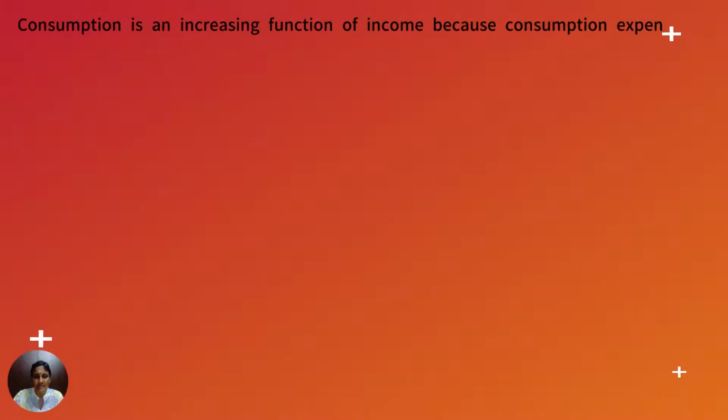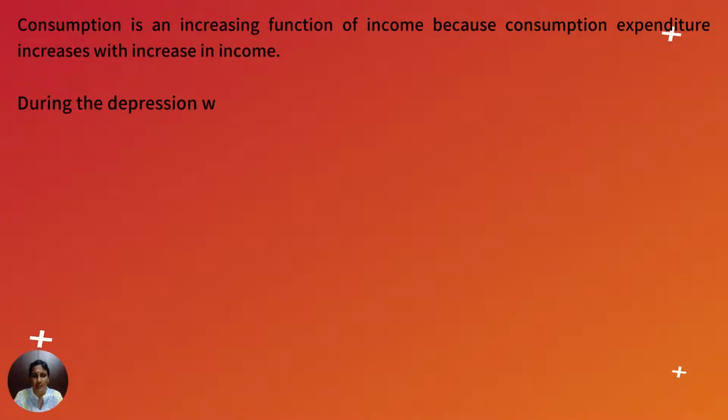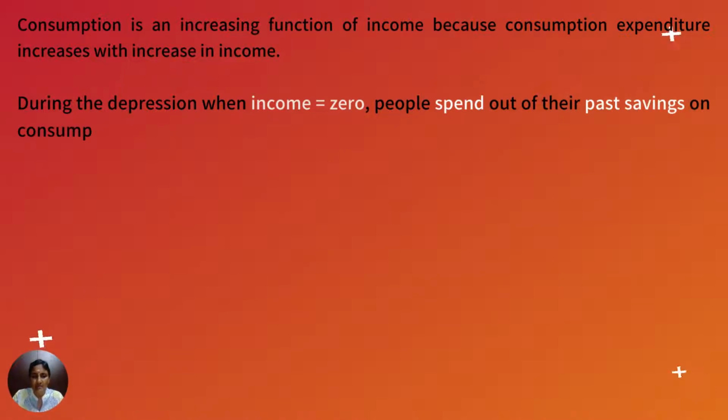From this table, we can understand that the consumption is an increasing function of income because consumption increases with increase in income. And when income is 0, during the depression, people spend out of their past savings on consumption because they must eat in order to live.